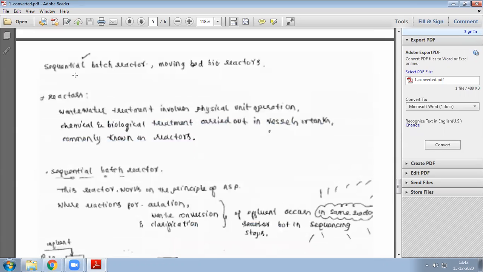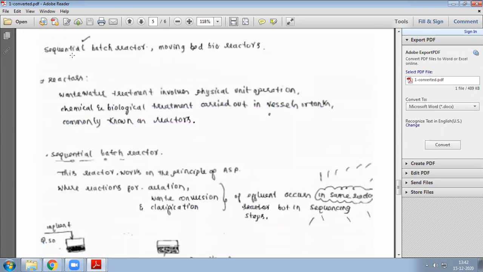Now, this is one advanced topic you have, the sequential batch reactor. This is very widely used in industry. We call it a sequencing batch reactor. You have understood a few things now.